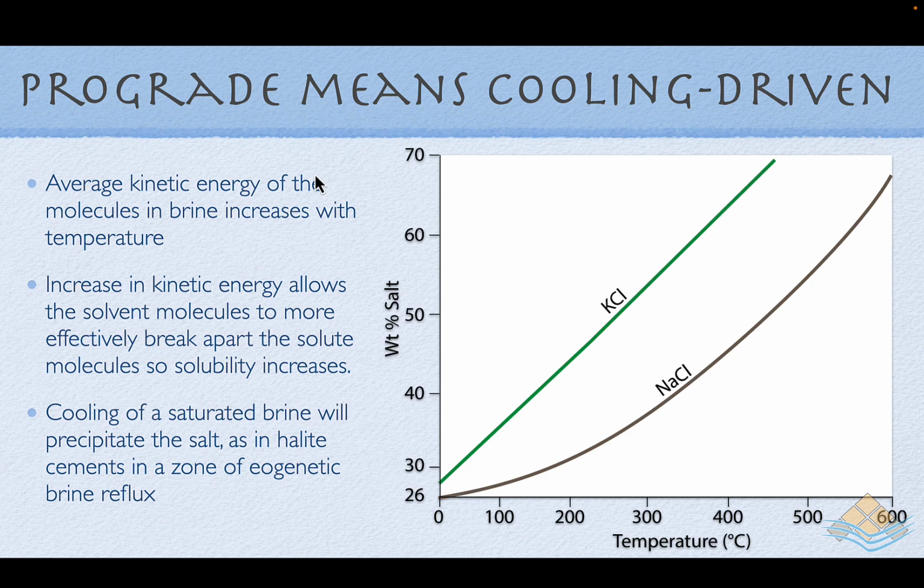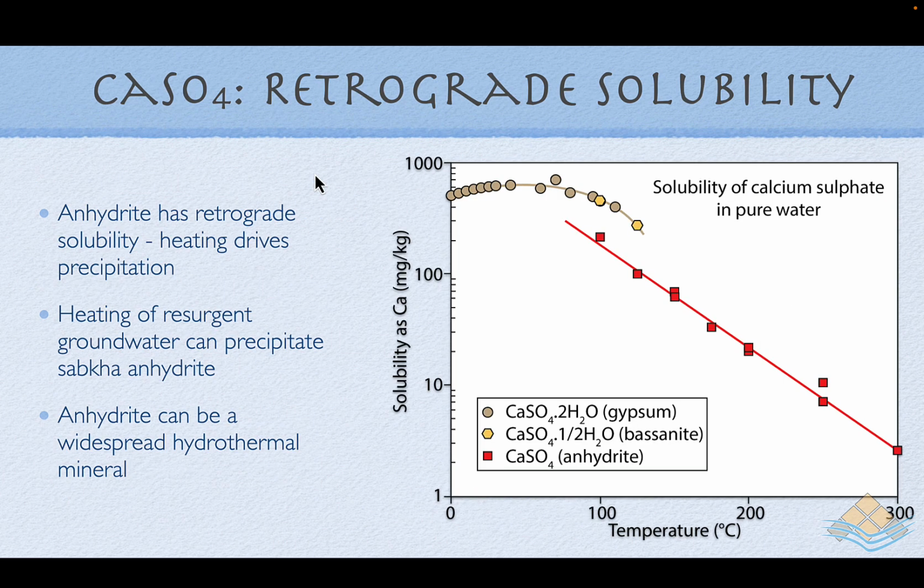For example, if we have reflux taking place below a sodium chloride-saturated system, we can create halite cements in the underlying eogenetic flushed realm. Now that contrasts with retrograde salt. So retrograde salt has a solubility where it becomes less soluble with heating. The most obvious and the most prevalent evaporite salt that is a retrograde salt is anhydrite. Anhydrite has retrograde solubility. You can see from the curve that as the temperature increases, the solubility of the calcium sulfate, measured as calcium in solution, decreases.